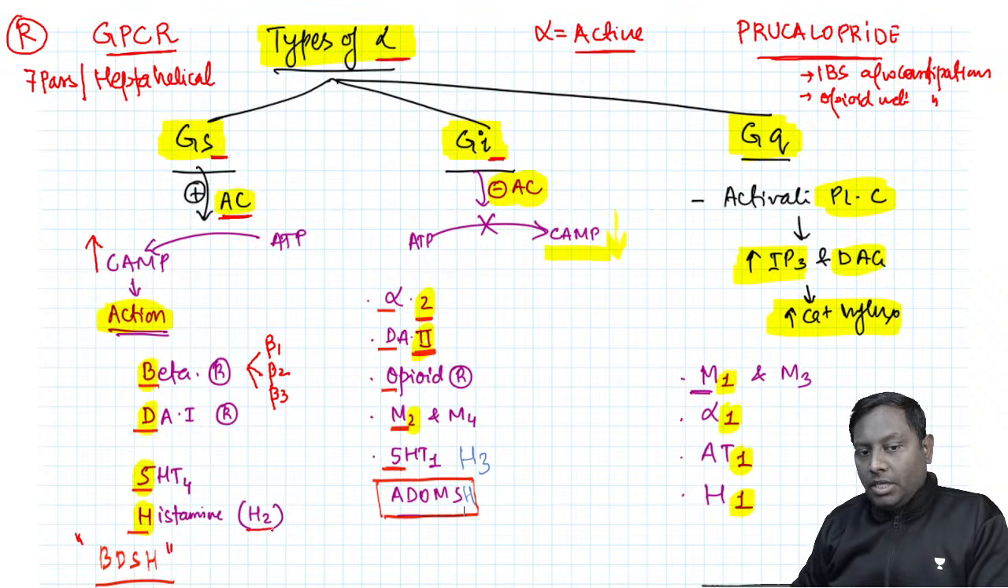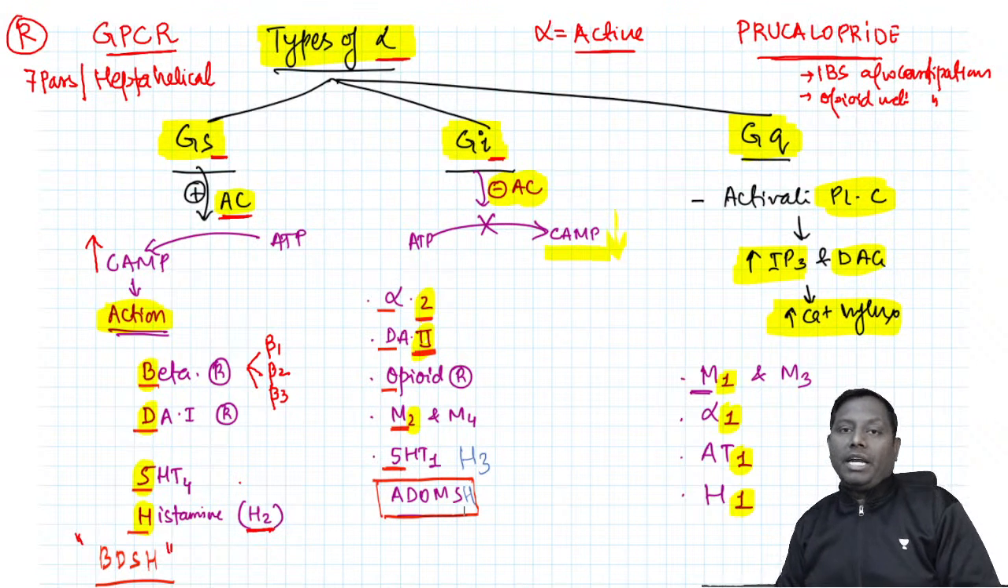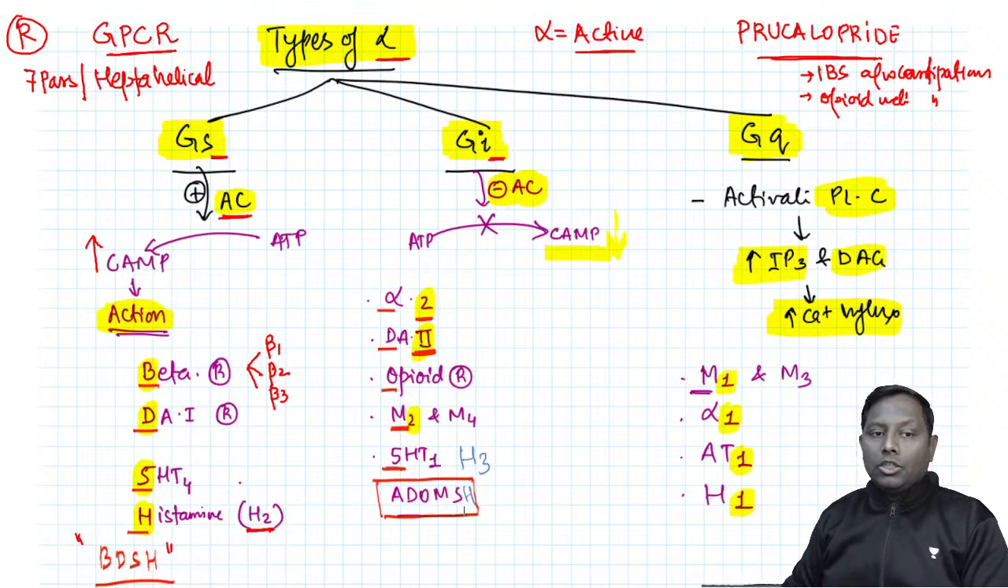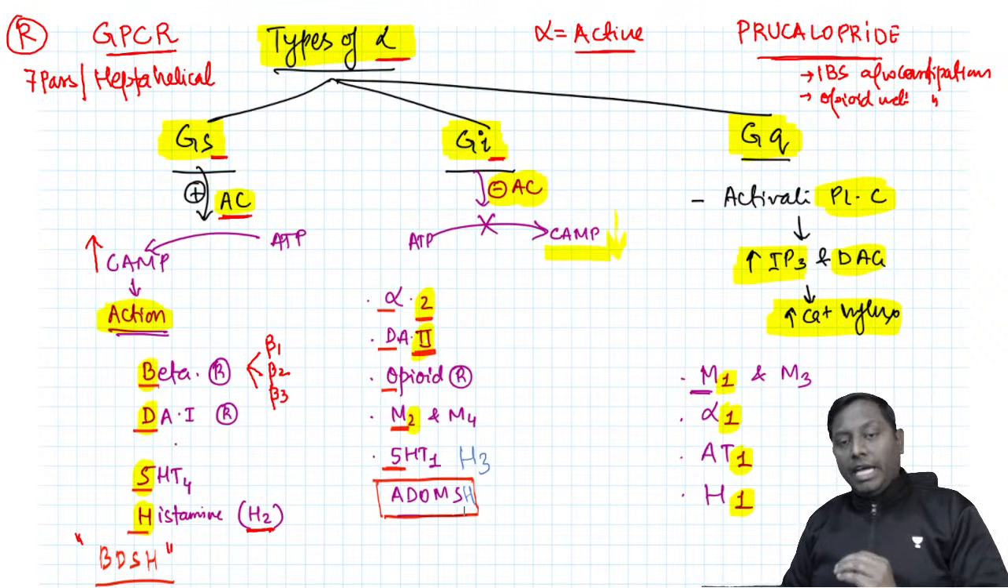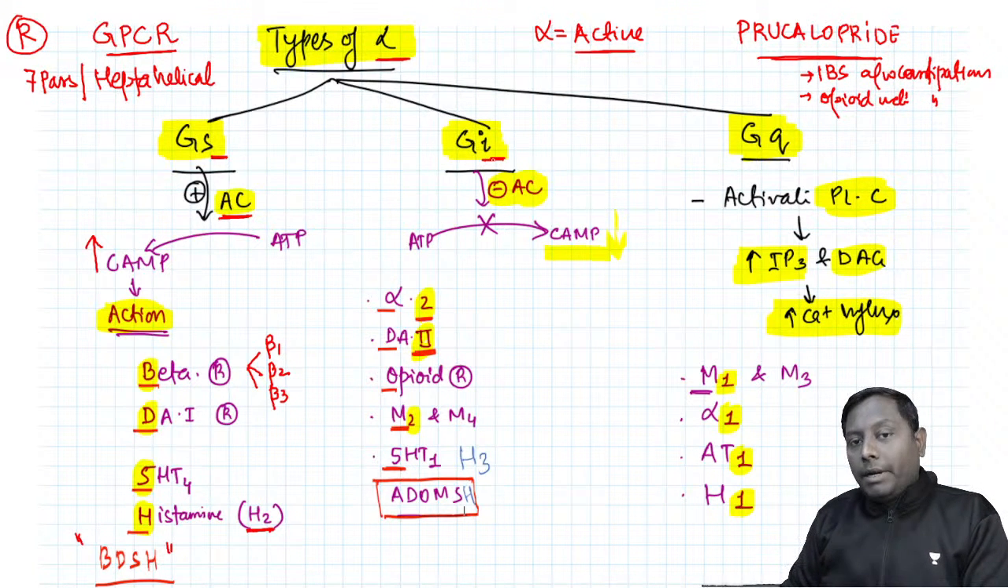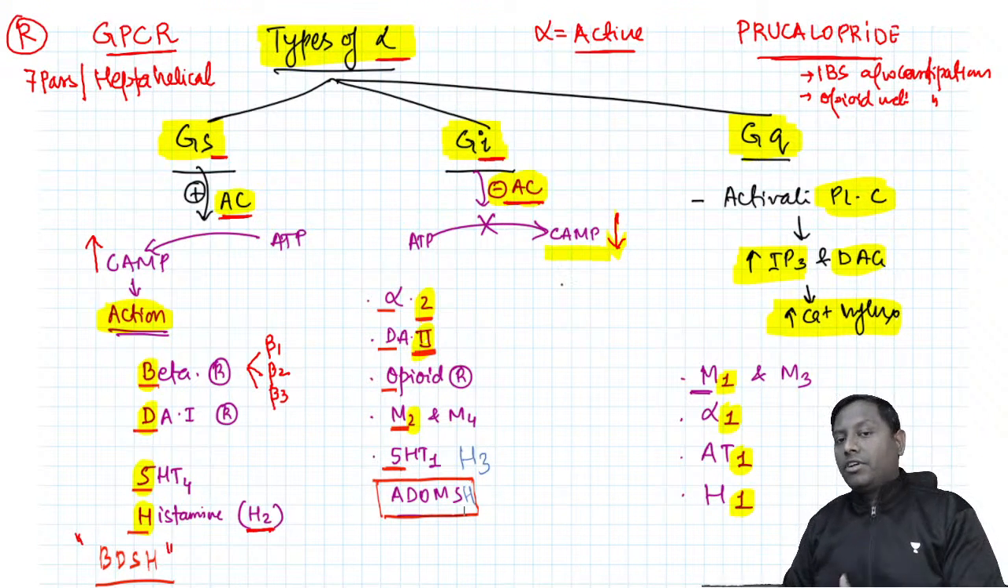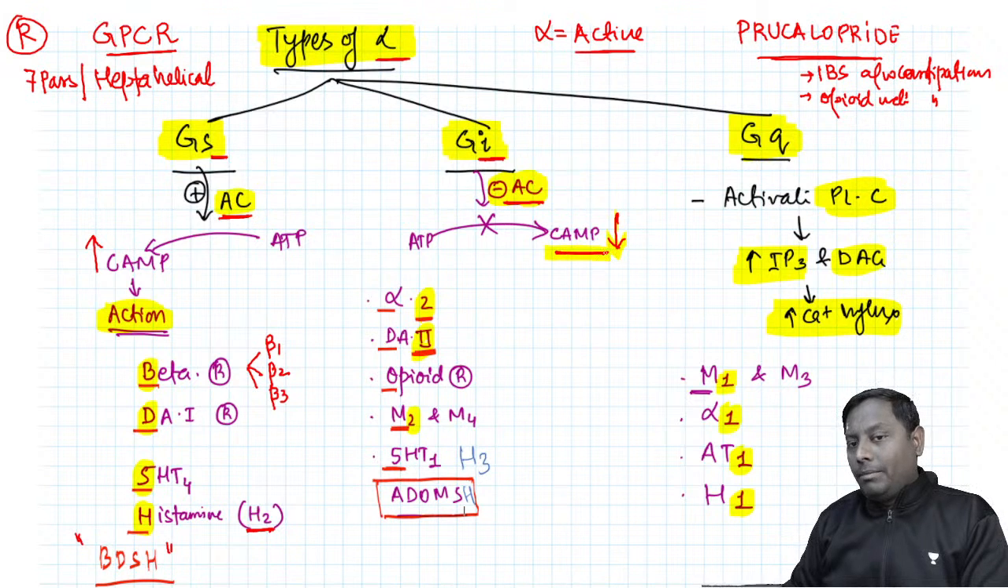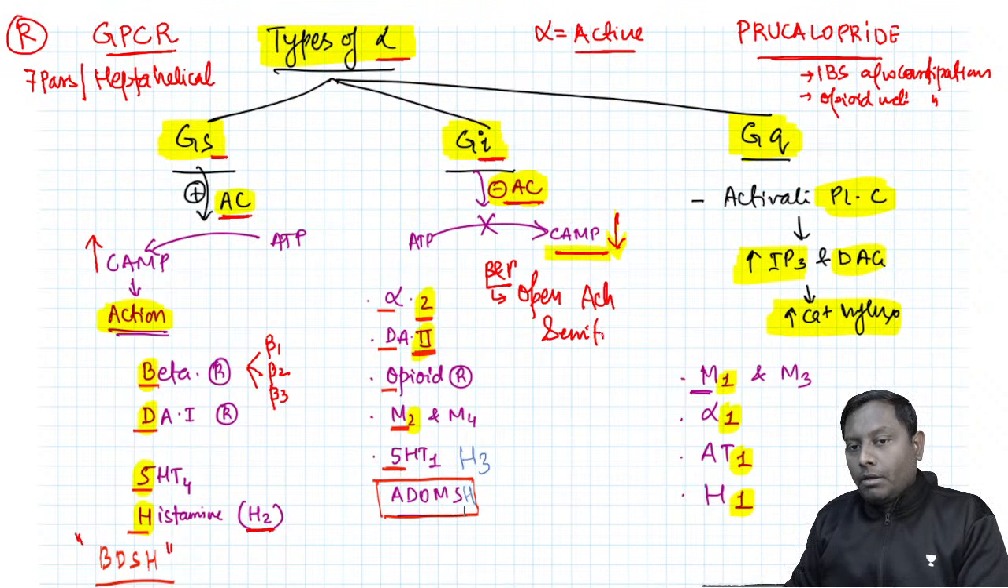Histamine's H2. The drugs that we are going to use as H2 antagonists are ranitidine, cimetidine, everyone knows that. So BDSH, don't forget. GI that we have is going to act as inhibitory, I for inhibitory. They inhibit adenylyl cyclase, and therefore ATP conversion to cAMP will be reduced, and therefore less influx of calcium, and the cAMP level will definitely be lower. There is an additional mechanism of GI that we have. Especially the beta and gamma components of the G protein coupled receptor open the acetylcholine sensitive potassium channel.